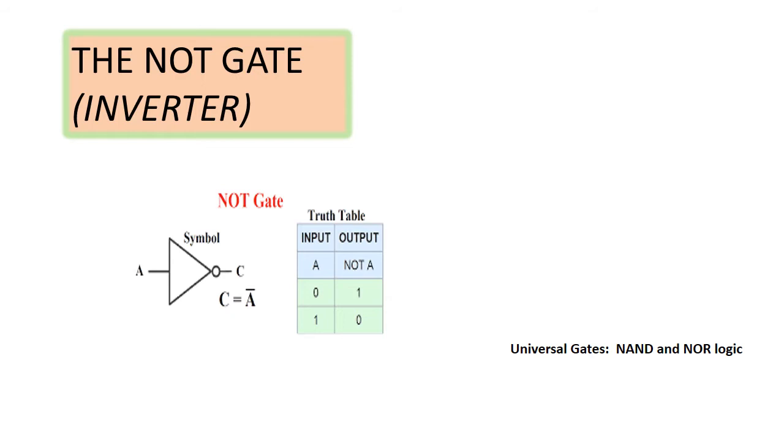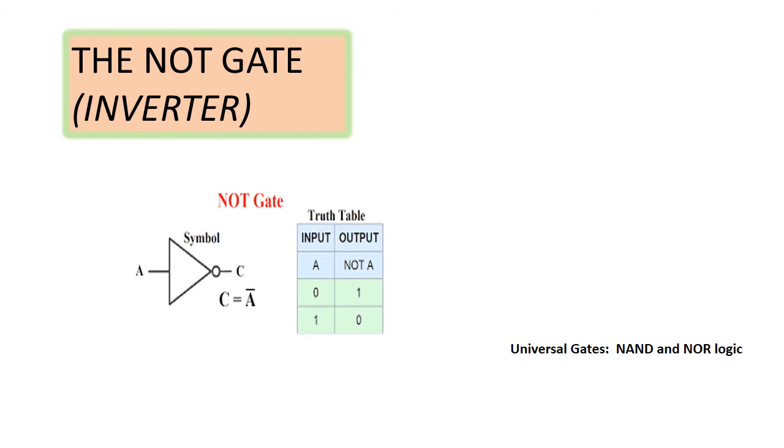NOT gate is also called an inverter, and it has only one input and only one output. It is a device whose output is always the complement of its input. That is, the output of a NOT gate assumes the logic 1 state when its input is in logic 0 state, and assumes the logic 0 state when its input is in logic 1 state. The logic symbol and the truth table of an inverter is shown in the figure.